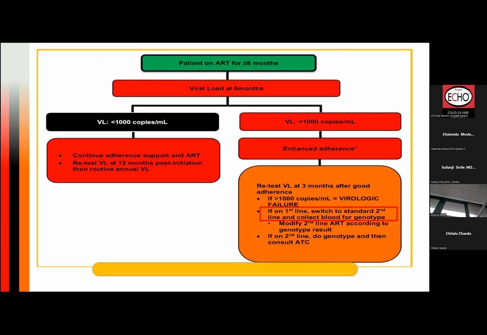It's in the guidelines. Everybody who fails first line, after EAC and a repeated test, you switch, you don't wait, but you collect blood for genotype.